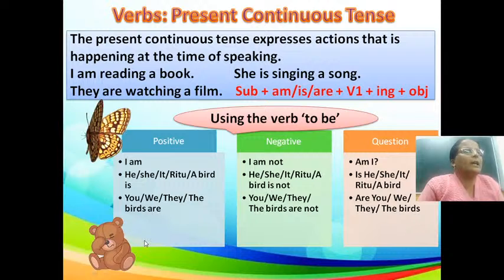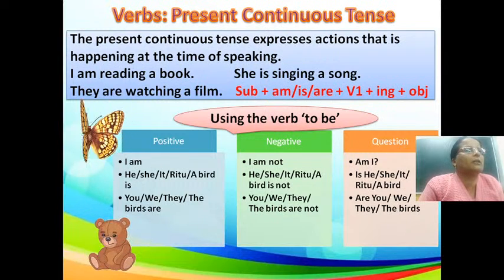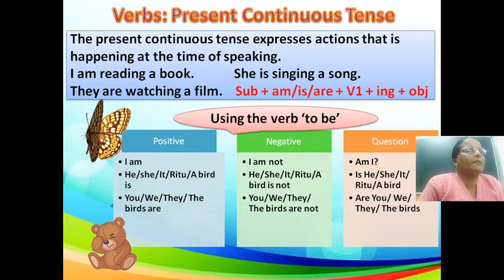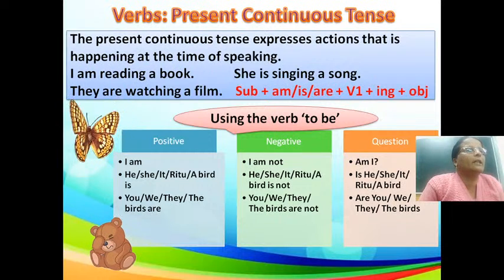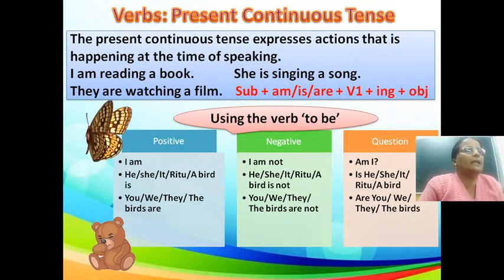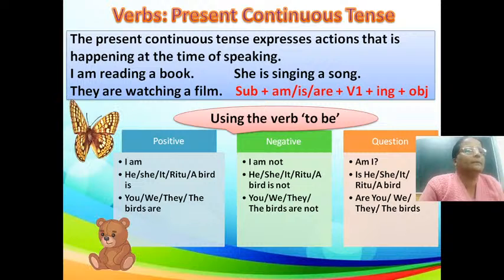Children, you must pay attention to the presentation, okay? This is a very quick revision, so you have to pay attention to the slide, okay?